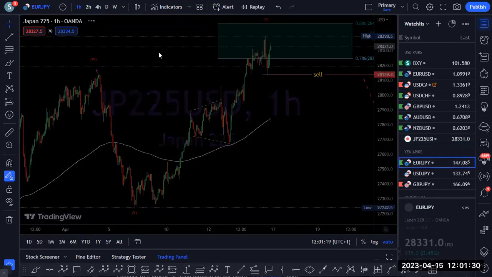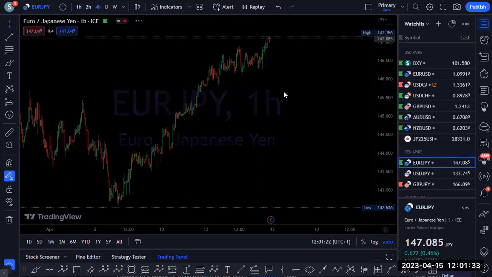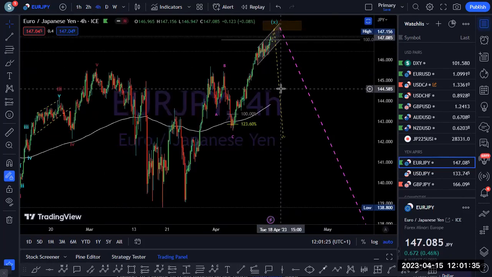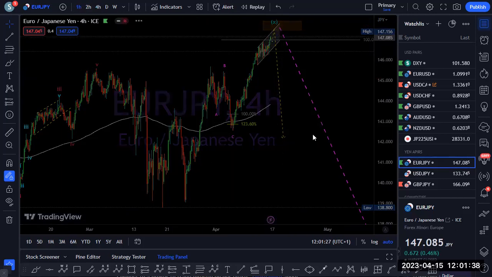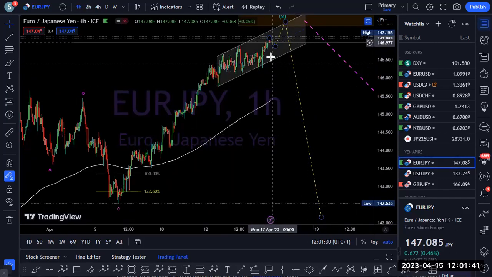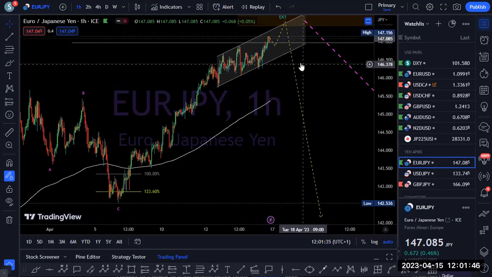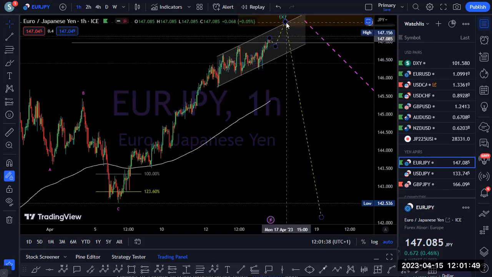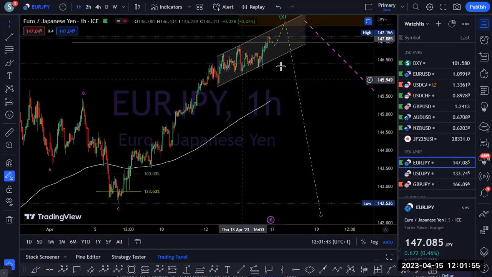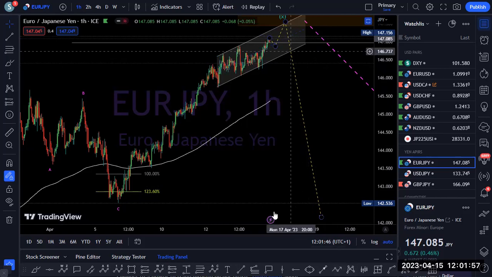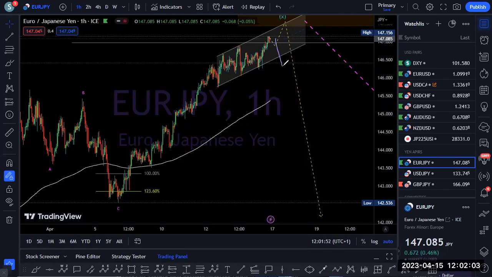EUR JPY. Let's see 4 hours first. I'm looking for sell already. Let me check 1 hour. Whether it goes higher or goes lower, this is not time to buy. If it goes higher, look for sell at this top. If you cannot spot a setup around here, allow it to break this channel. Once this channel is broken, then look for correction and sell. Okay, so that's for EUR JPY.